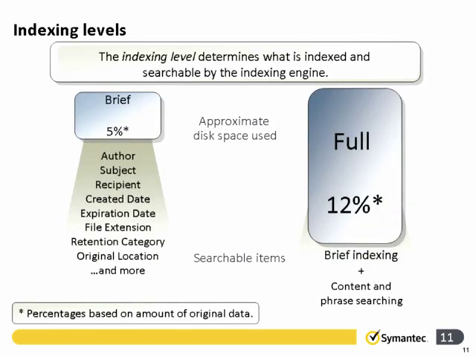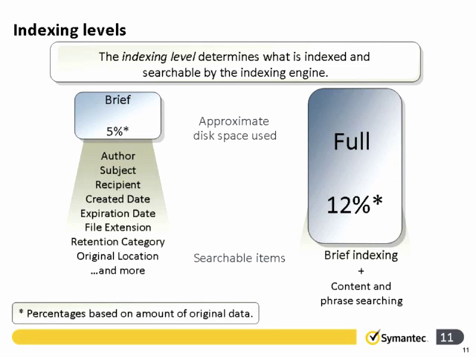So let's look at the indexing level. The indexing level determines what is actually going to be indexed by the indexing engine, as well as determining what's going to be searchable. We have two different levels of indexing in Enterprise Vault 10. We have brief and full. First, we're going to look at the items that are archived for brief.